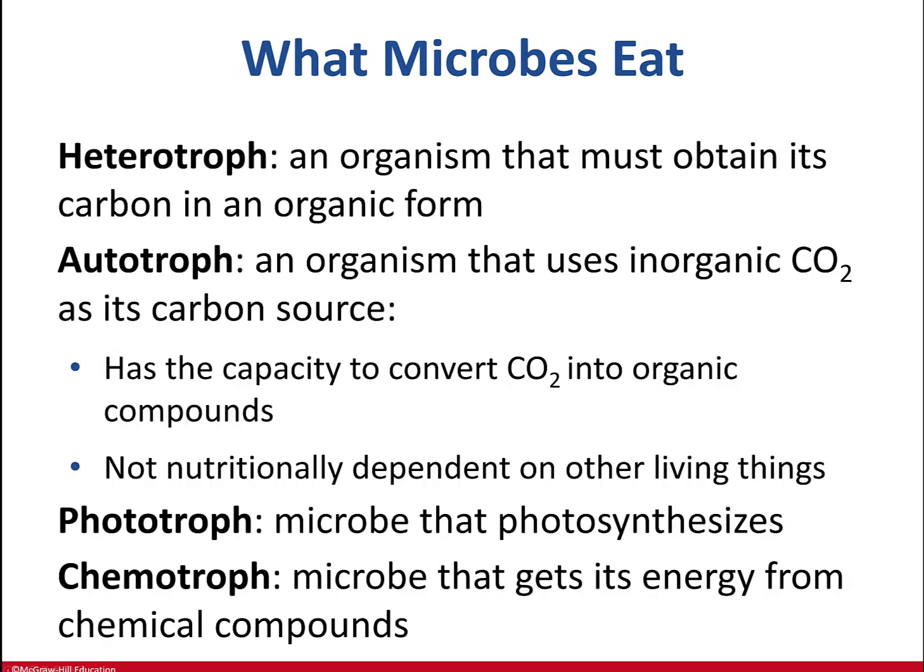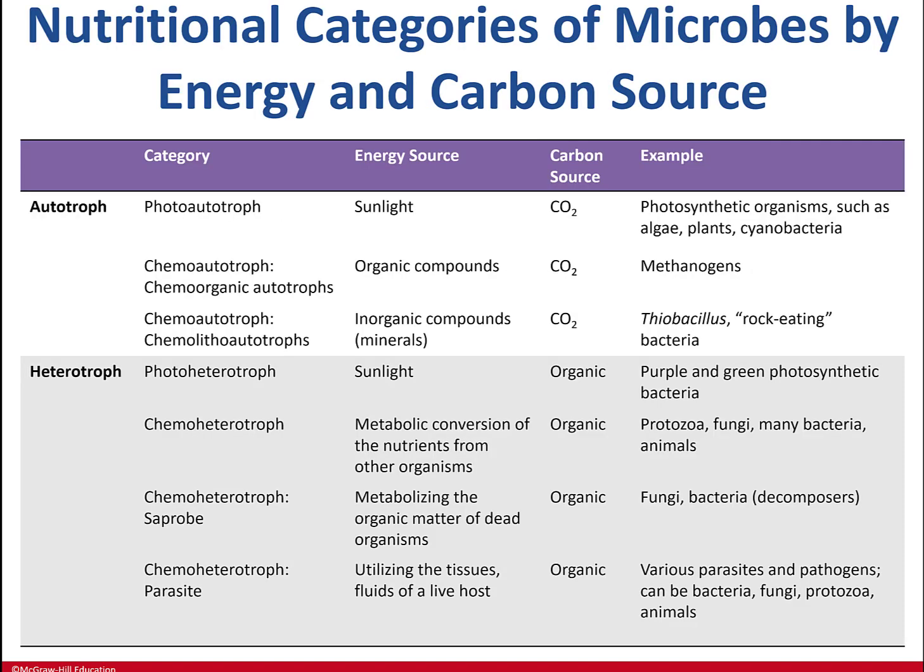Okay, enough about that. Heterotrophs, organisms. We've already been through this several times, but I'll do it again because it's important. A heterotroph is an organism that must obtain its carbon from an organic form. An autotroph uses inorganic CO2 as its carbon source. A phototroph is one that photosynthesizes, and a chemotroph gets its energy from chemical compounds, and there are examples of all of these. So let's go and look at this.